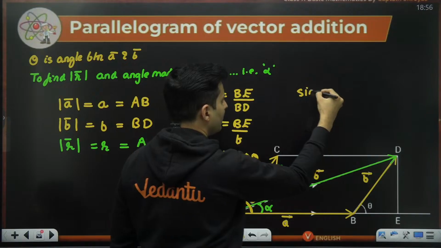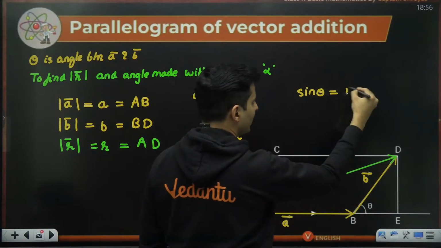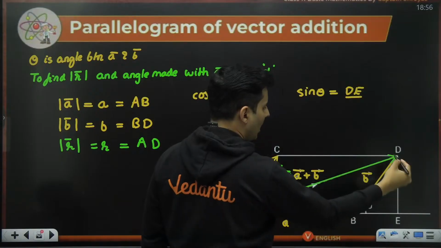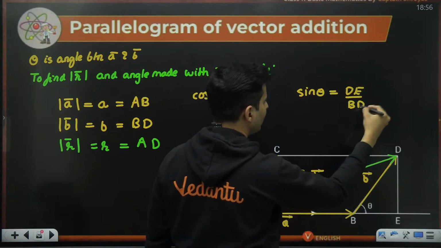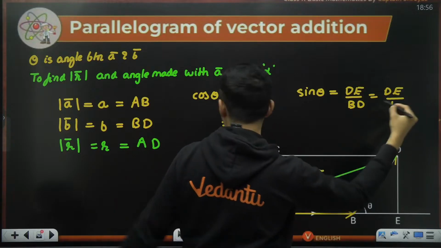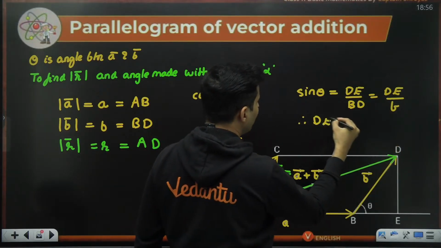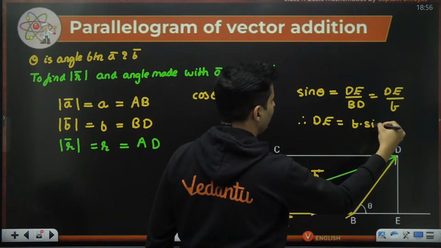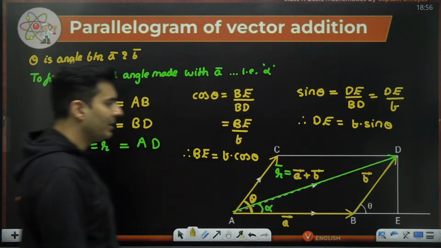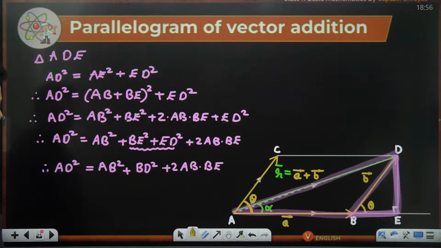Same thing over here. Sin theta is opposite side, which is D to E, upon hypotenuse, which is BD. But wait a minute, BD is nothing but vector B's magnitude. Therefore, DE is nothing but B times sine theta. All the values I have got, just have to substitute it over here.